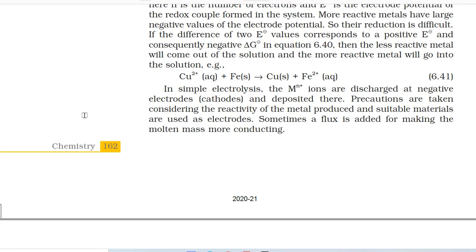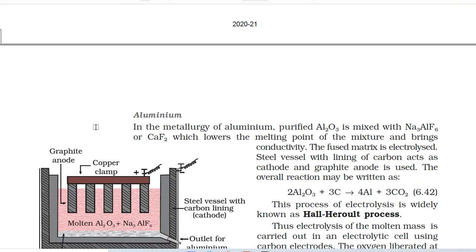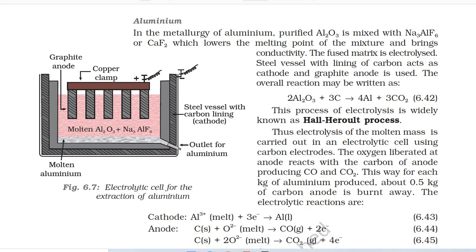In simple electrolysis, the M+ ions are discharged at negative electrodes (cathodes) and deposited there. Precautions are taken considering the reactivity of the metal produced, and suitable materials are used as electrodes. Sometimes a flux is added for making the molten mass more conducting. Aluminium.